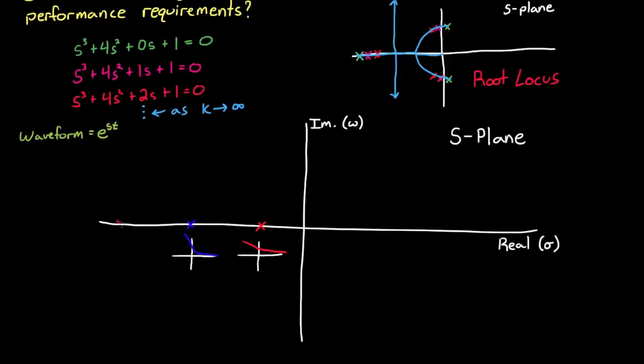If the real value is negative, then you're in the left half plane, and the system exponentially decays. And the further you are from the origin, or the further in the left half plane you are, the faster the signal decays. In the right half plane, the real component corresponds with exponential growth. And again, the further you are from the origin, the faster that growth becomes.